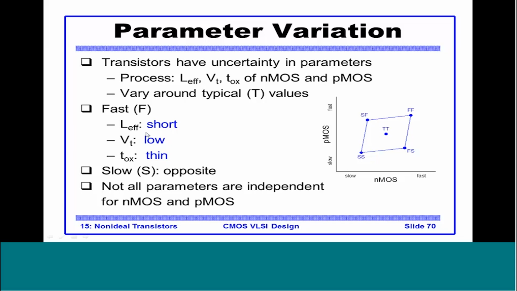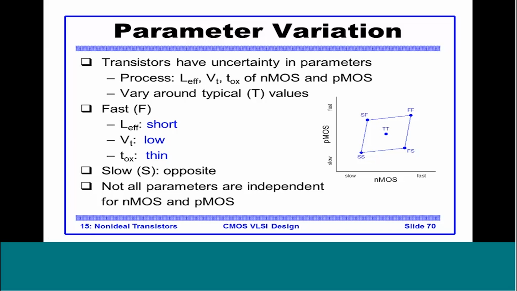You can verify it by going back to the equations. A slow device would be the opposite: an increased VT, a longer L effective, and a thicker oxide. Not all parameters are independent for NMOS and PMOS. Some parameters can be linked. Let's say a process shows an increased channel length for NMOS, it might also show increased channel length for PMOS devices. But some of the factors can be independent between PMOS and NMOS.